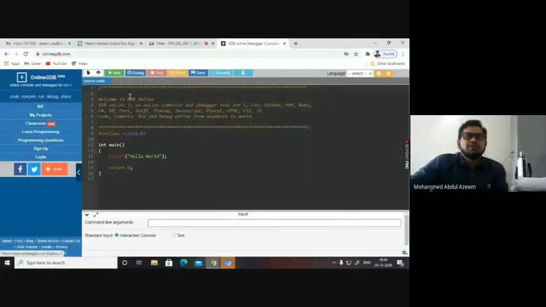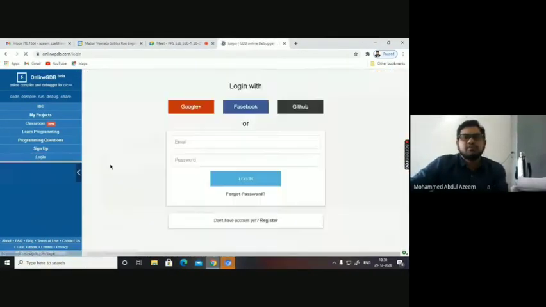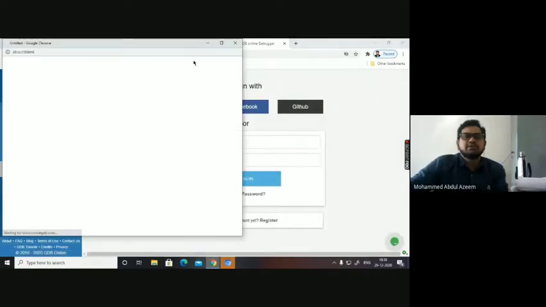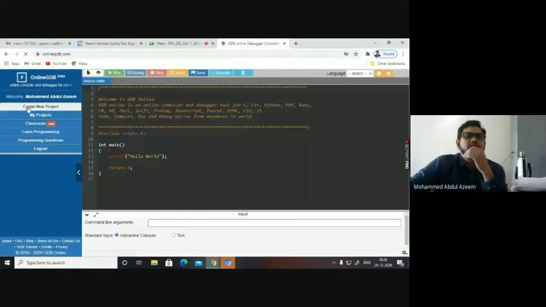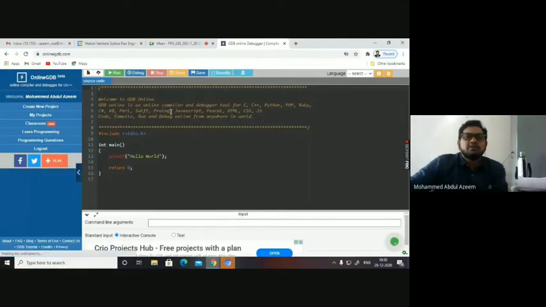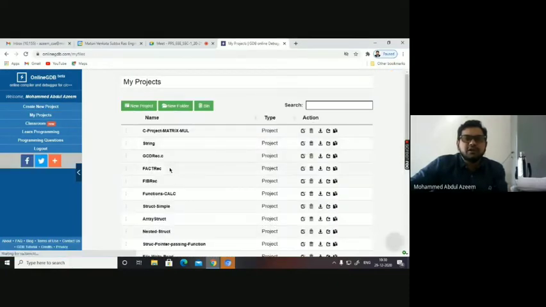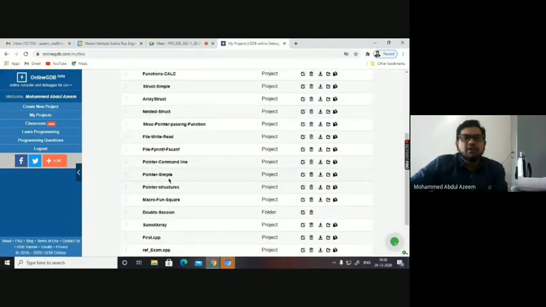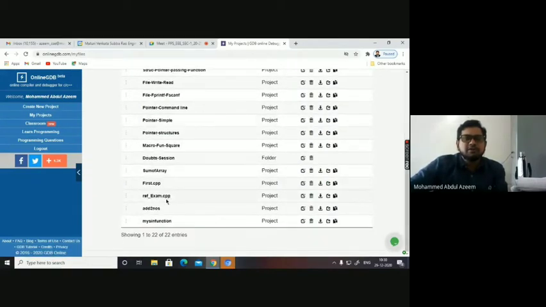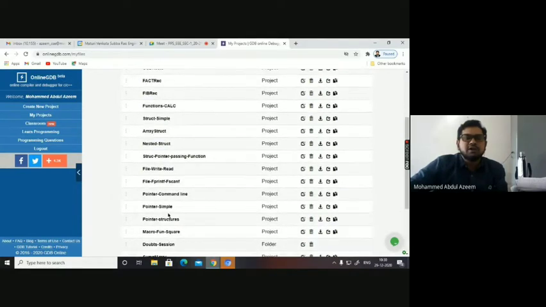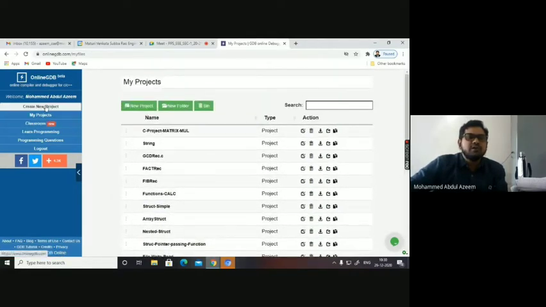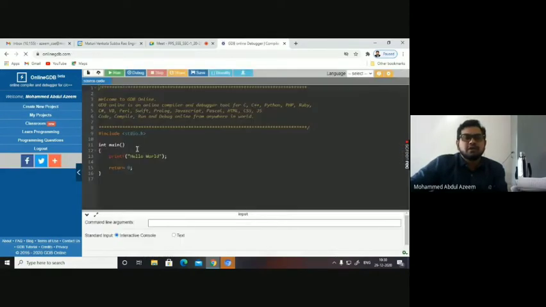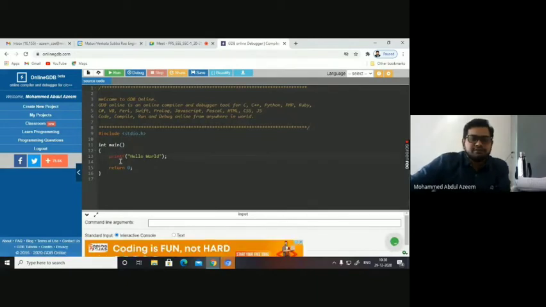Just go to online GDB first, say login here, just say Google Plus. So you will be logged in, right? Now, if I have that project available in my projects, I will directly take it from there. We'll check whether the odd even program is available, or else I'll write it. I don't think it is available here. So for a new project to be created, we say create new project. And then here we're going to write the code.